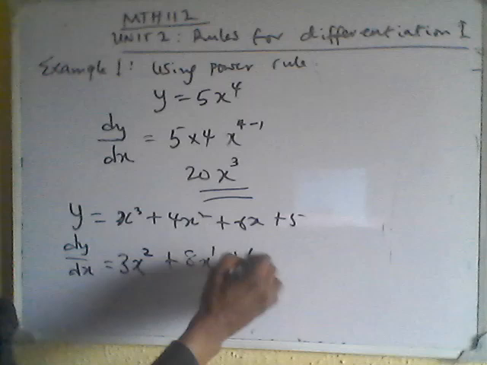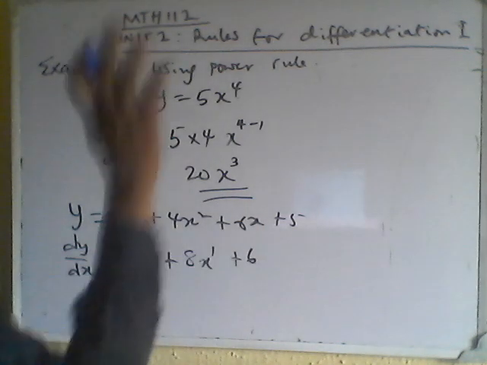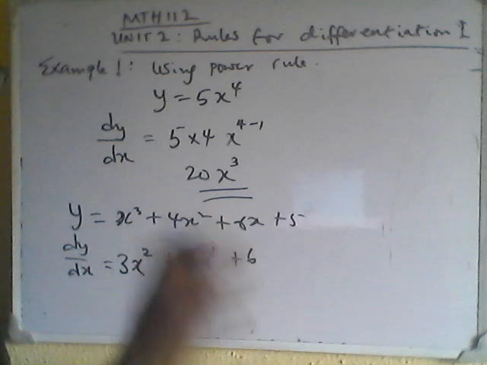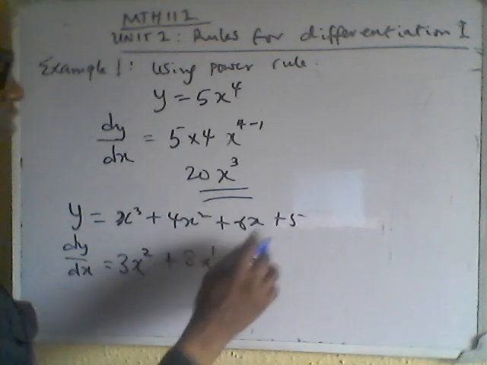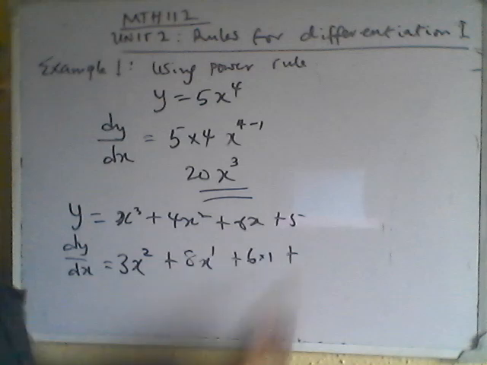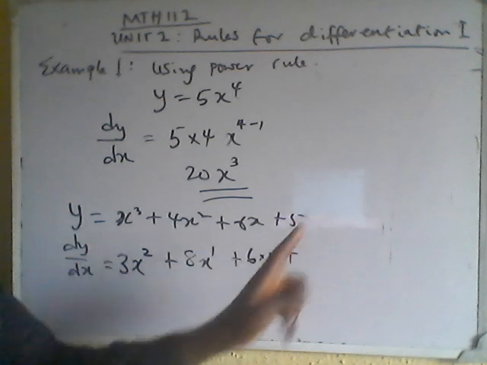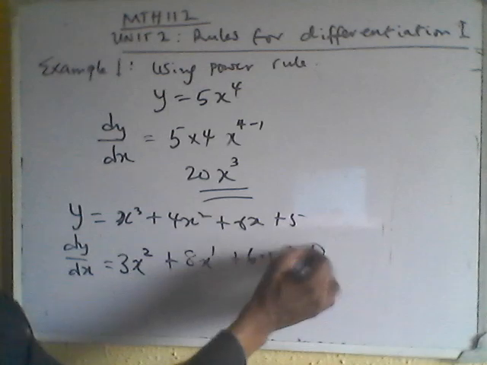1 times 6 is 6. But that same 1 minus 1 is 0, so x to the power 0 is 1. So it's times 1. I will not write x again, it will be times 1, right? Then for a constant term, one of the rules I shared with you, the derivative of a constant term is 0. So I don't have anything for this constant term.